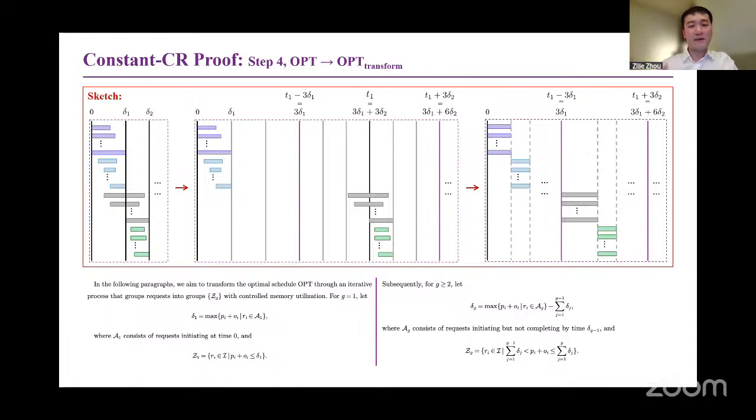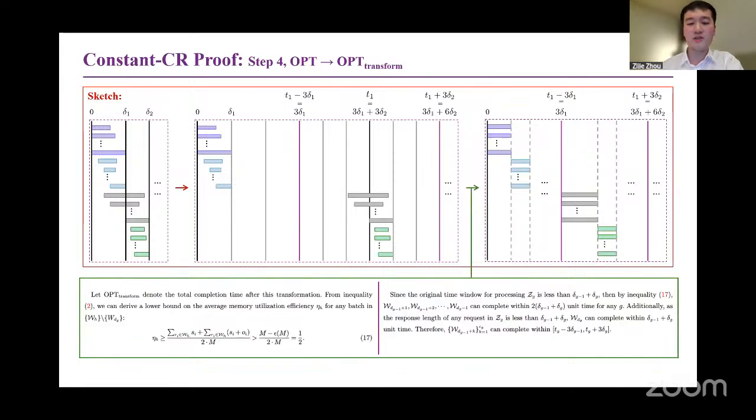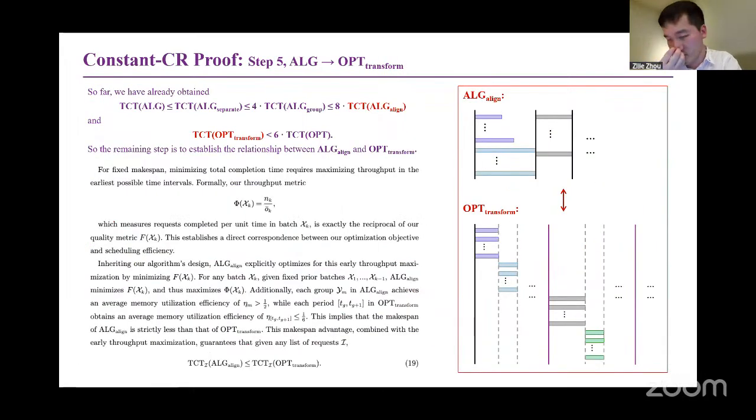A very high-level idea is to introduce something called OPT-transform. We try to delay a lot of these jobs so that after the delay, we can put them into batches again, and in each batch the lengths are homogeneous. Then we can find a constant to bound this. We find that we can use a factor of 6 with some constructions to achieve this. Finally, we compare this with OPT-transform.